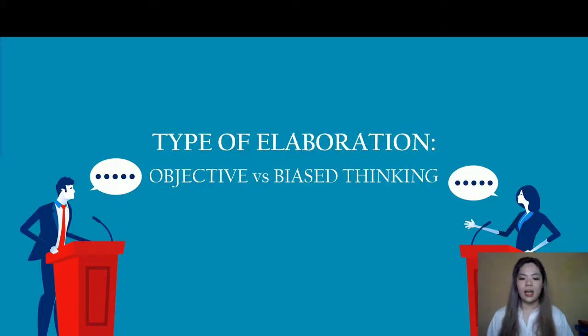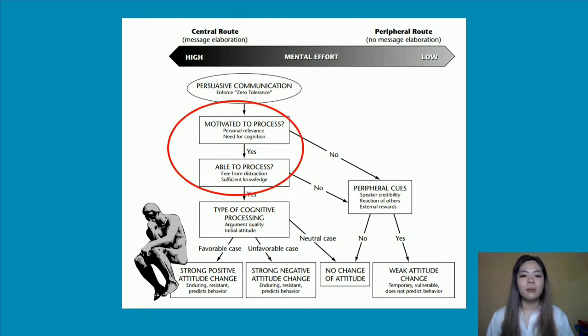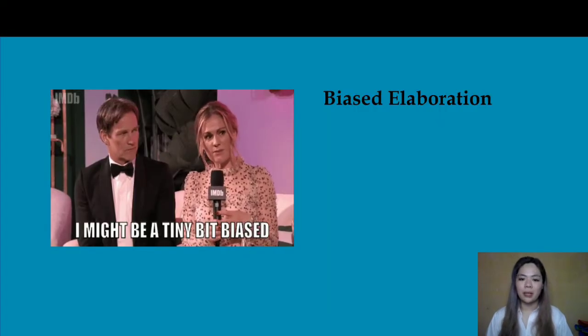Now on to our next slide, which is type of elaboration, objective versus biased thinking. So now we're going to answer the question as to how you're going to process the message. Petty and Cacioppo believe that motivation and ability strongly increase the likelihood that a message will be elaborated in the minds of listeners. However, as social judgment theory suggests, they may not process the information in a fair and objective manner. This is where the biased elaboration comes in.